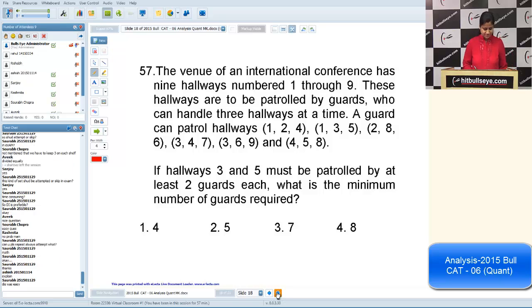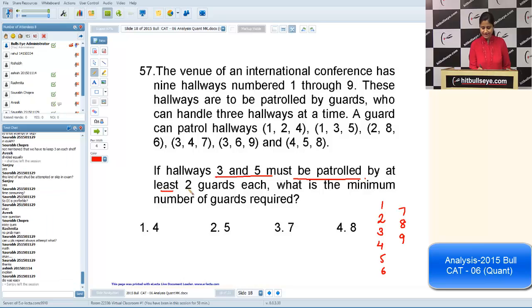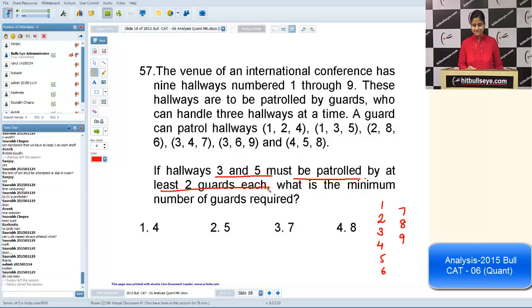Ashish, you are very late in responding. Okay, see how many hallways are here? 1, 2, 3, 4, 5, 6, 7, 8, 9. If hallways 3 and 5 must be patrolled by at least 2 guards each. So let us start. I'll assign 1 guard to this. 1, 3, 5. So 1 is out. For 3 and 5, I need 1 more guard. As you can see, 5 here only. I'll assign 1 guard here. So 4, 5 and 8, they are occupied. Because for 5, there are 2 guards. Are you getting me, Ashish?